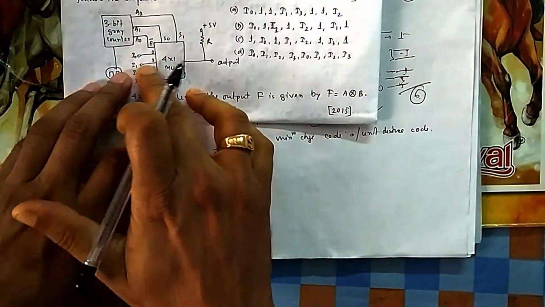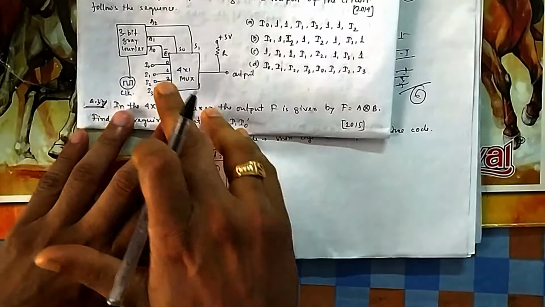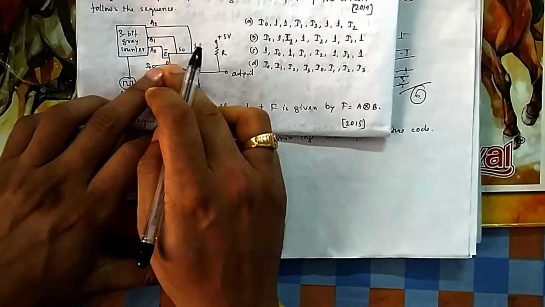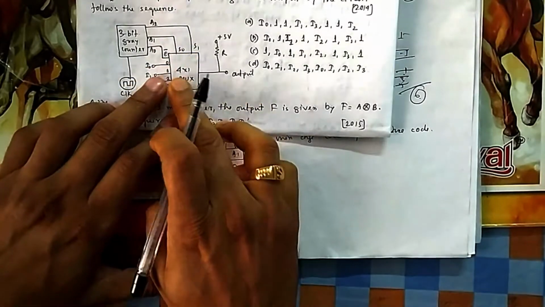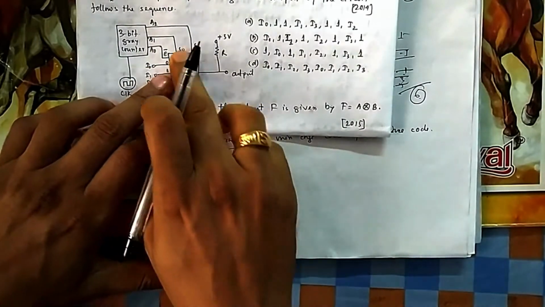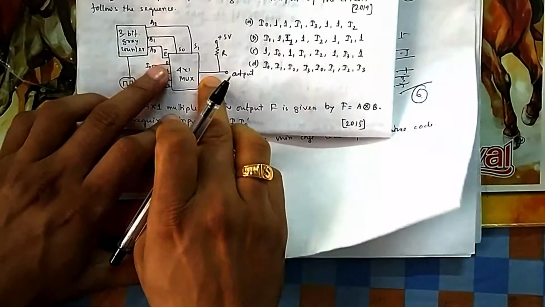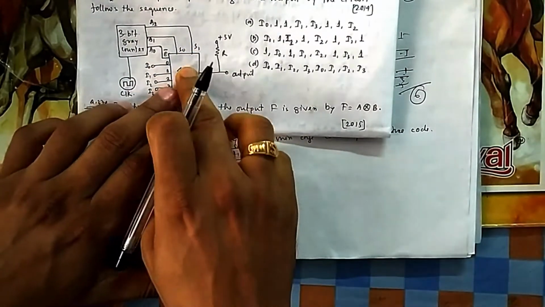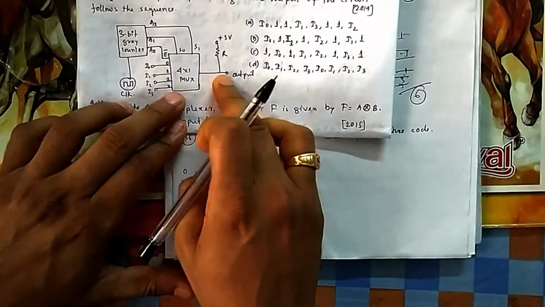What is the purpose of enable? It will pass one input to the output. It will connect a bridge between these and these according to your control signal. If it is 0, then it will pass this 0 to the output. If it is 1, then it will pass 1 to the output, if the mux is on. If the mux is off, then nothing will come out of here.